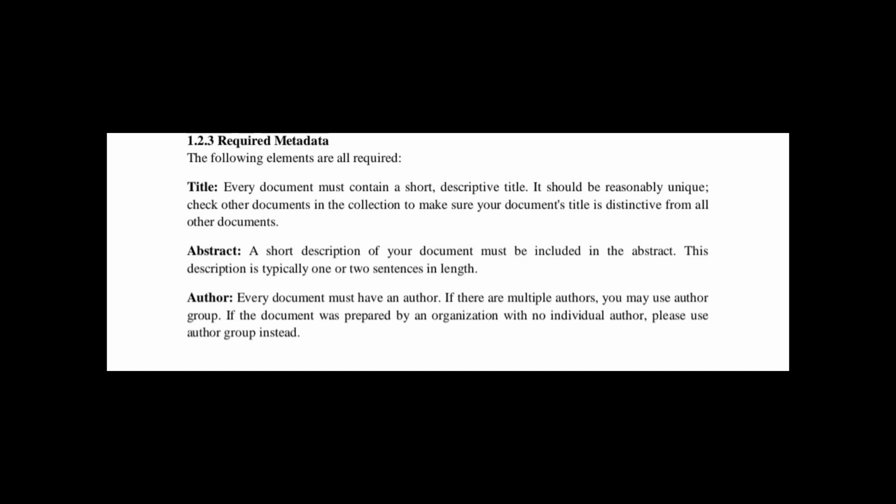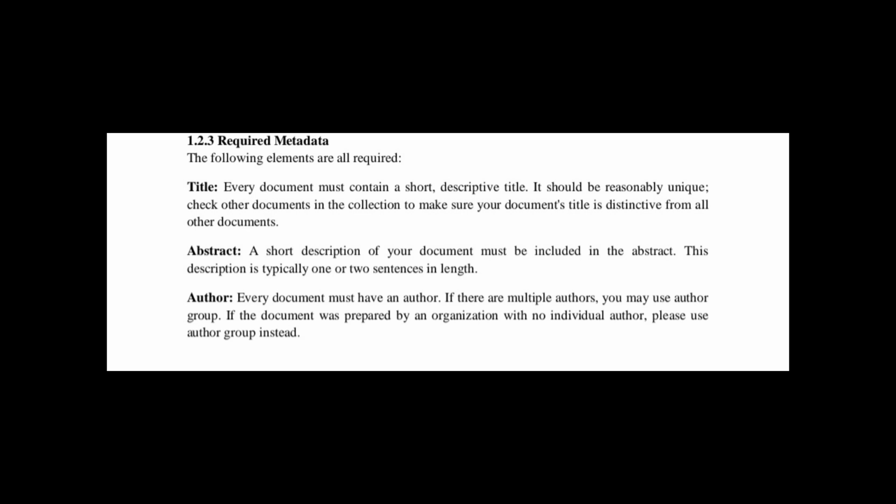Section 1.2.3, required metadata. The following elements are all required. Title. Every document must contain a short descriptive title. It should be reasonable and unique. Check other documents in the collection to make sure your document title is distinct from all other documents. Abstract. A short description of your document must be included in the abstract. This description is typically one or two sentences in length.